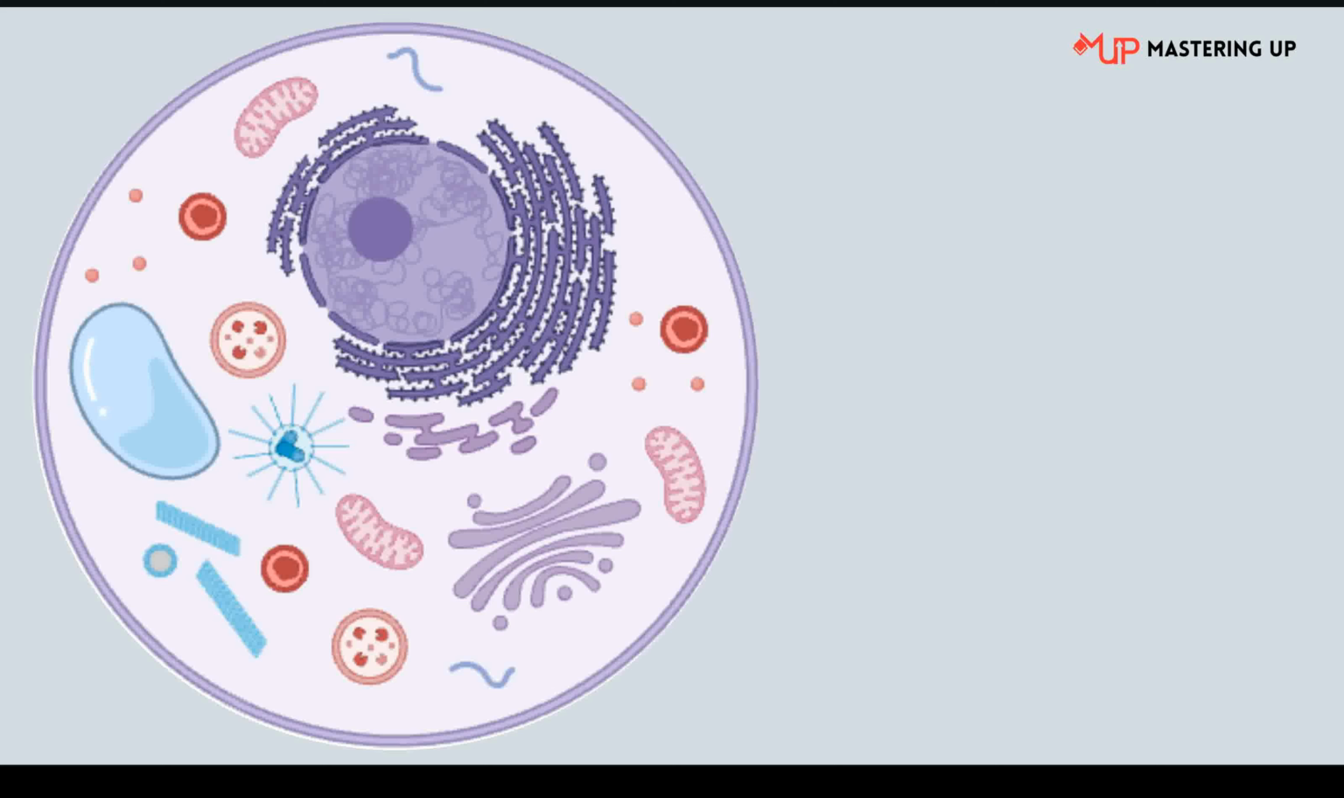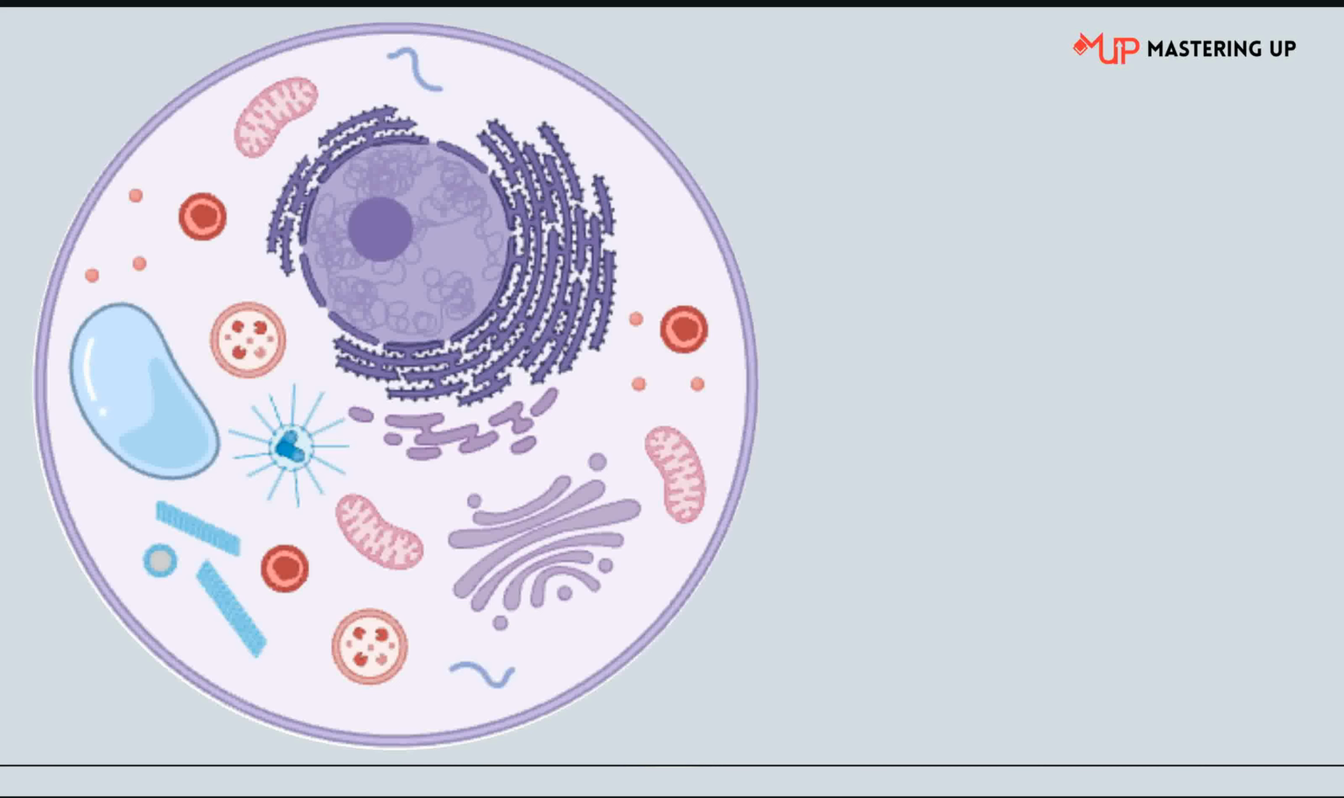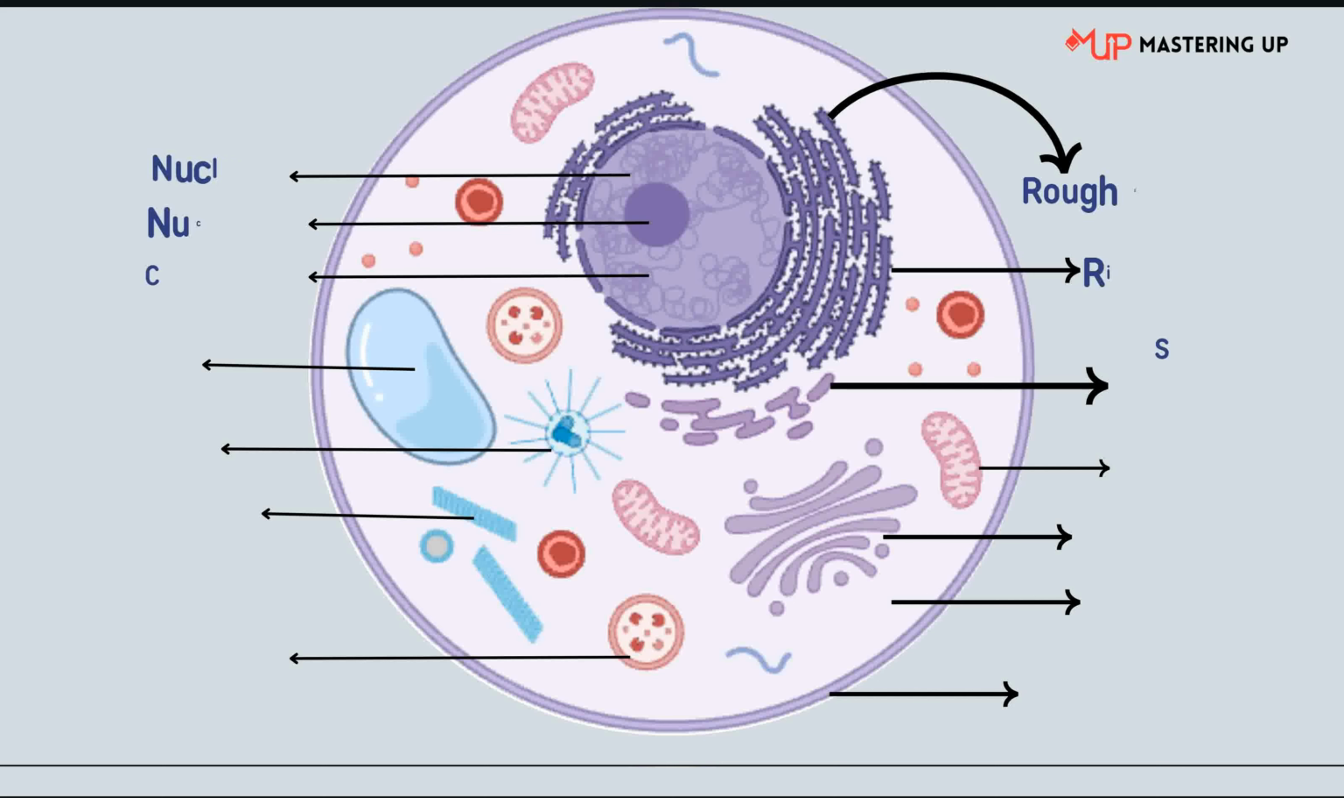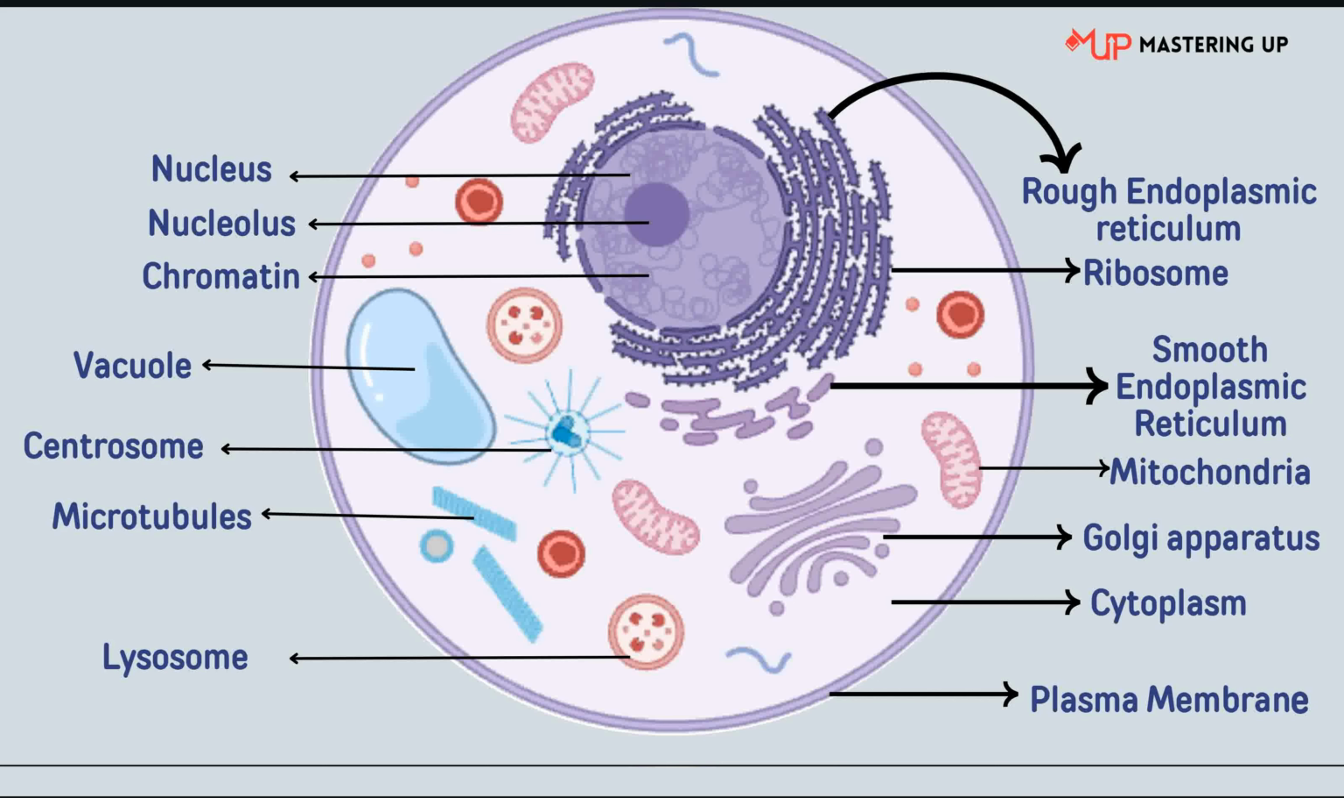With what we have learned earlier, I guess you could identify some of the organelles in this diagram. Now let's see the overview of the organelles found inside the animal cell. Later we will see these organelles in detail in the upcoming videos.